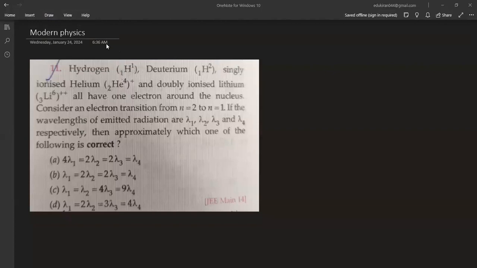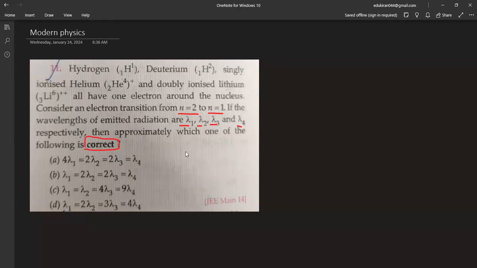All right, this says that hydrogen, deuterium, singly ionized helium, and doubly ionized lithium all have one electron around the nucleus. Consider an electron transition from n is equal to 2 to n is equal to 1, means from the second state to the ground state. If the wavelengths are lambda 1, lambda 2, lambda 3, and lambda 4, respectively, which one of the following is correct? You have to be aware of this because sometimes the question says to write the incorrect order.